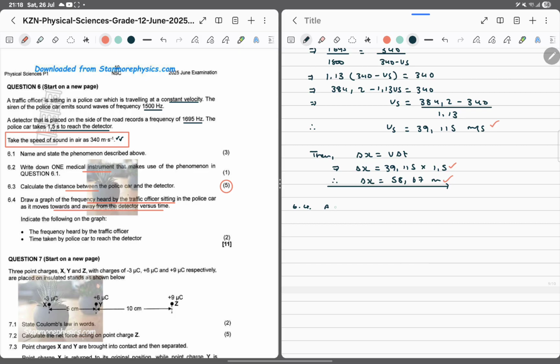Anyway, a graph of frequency versus time for the officer.